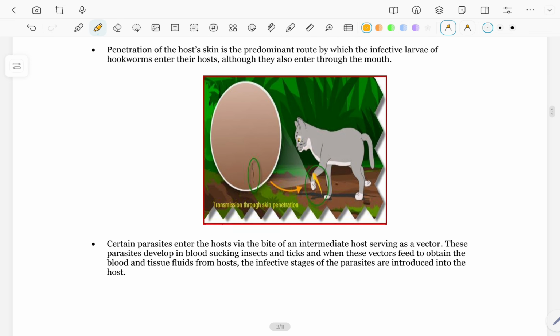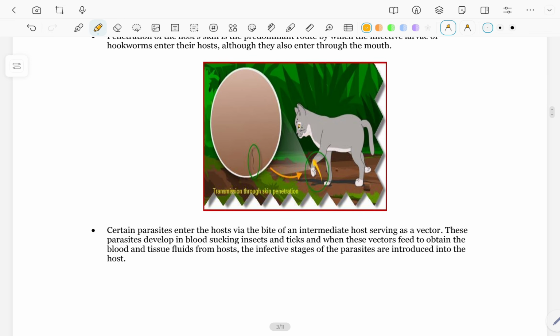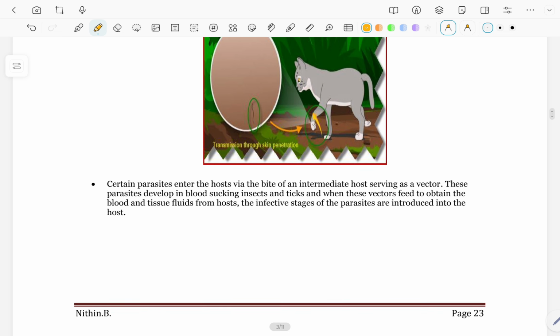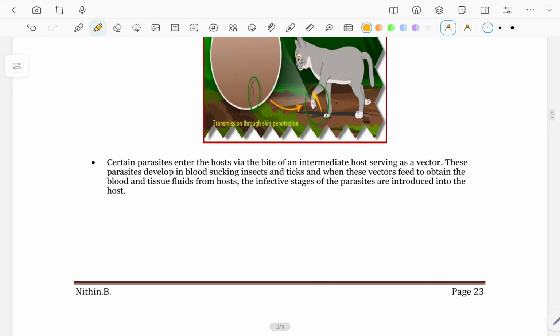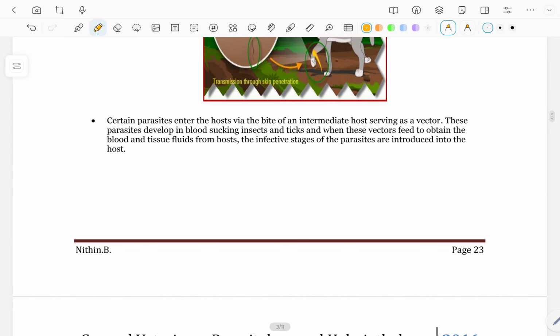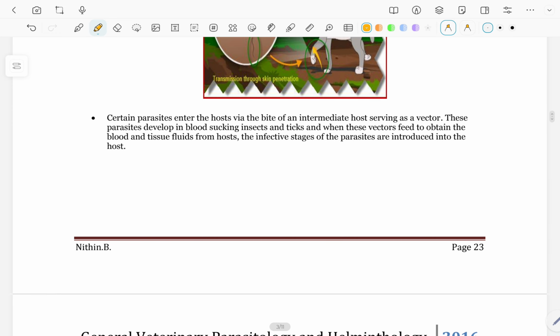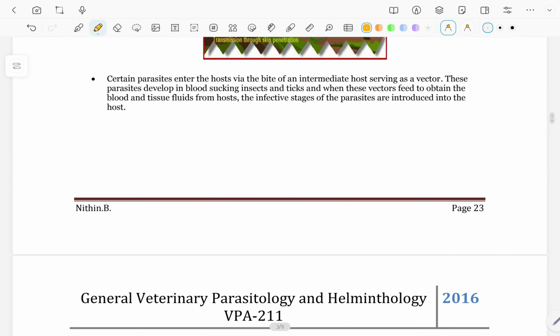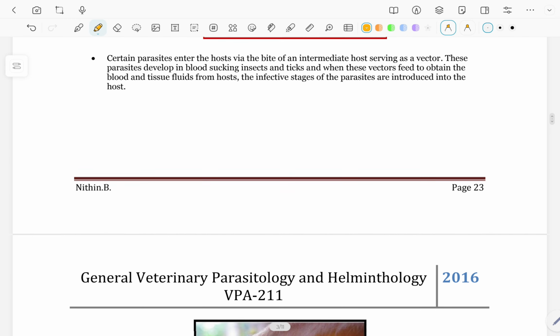Certain parasites enter the host via the bite of an intermediate host serving as a vector. These parasites develop in blood-sucking insects and ticks, and when these vectors feed to obtain blood and tissue fluid from the host, the infective stages of the parasite are introduced into the host.